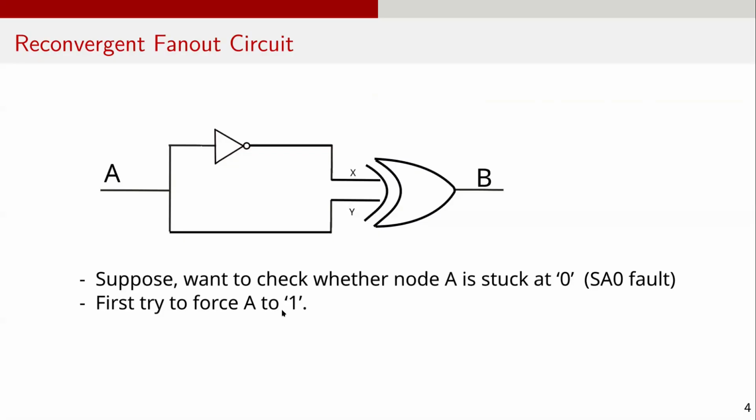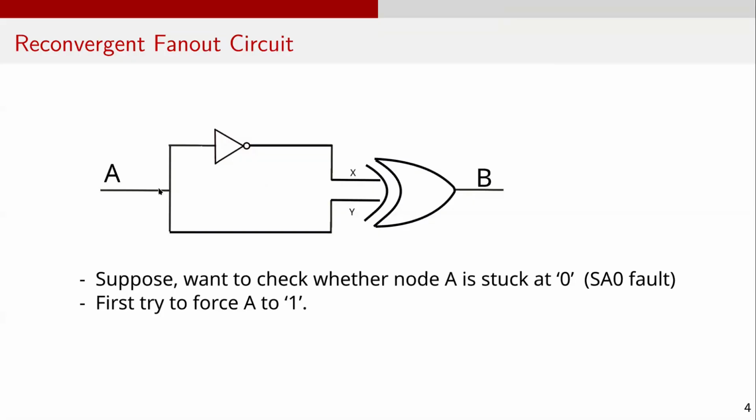Let's understand this concept using a simple example circuit. In this circuit, input A splits into two paths and propagates to two internal nodes X and Y. These two signals then merge back together at an XOR gate to produce output B. Now let's try to apply the stuck-at fault model to this circuit and see whether we can detect a fault where node A is stuck at logic 0.